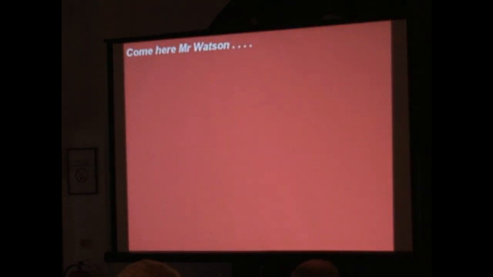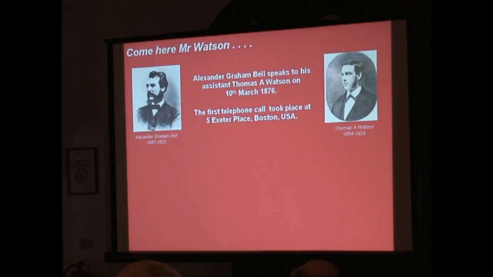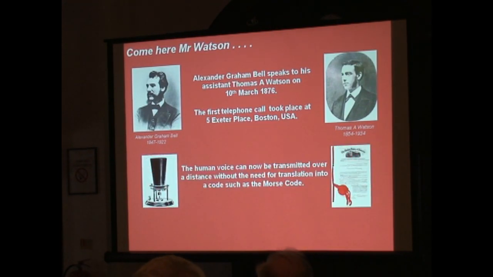But what else was going on? While all these telegraphs were being developed, two people, Alexander Graham Bell and Thomas Watson, were experimenting with communicating the voice along wires as opposed to signals, dots and dashes. And on the 10th of March 1876, Alexander Graham Bell is reputed to have spoken by accident along their experimental telephone system, saying, "Come here, Mr. Watson, I need you." And this took place in Boston in 1876. And of course, the development of that was that the human voice could then be transmitted over distance without the need for translation into codes such as the Morse code.